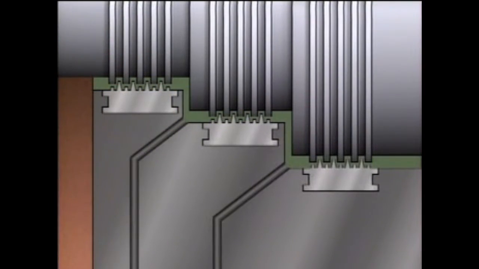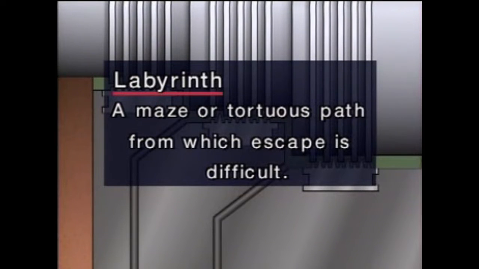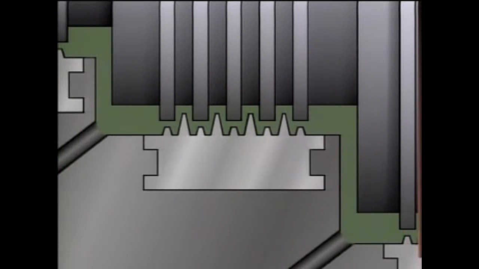One way to keep steam from leaking out of a turbine and air from leaking in is to use gland steam seals. This gland steam seal is made up of several labyrinth seals. A labyrinth is defined as a maze or tortuous path from which escape is difficult. The maze in a labyrinth seal is a set of grooves and ridges which correspond to another set of grooves and ridges on the turbine shaft.